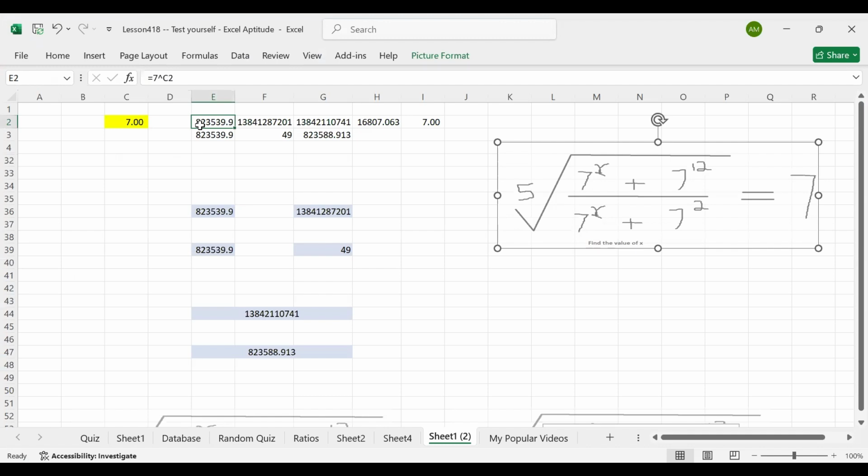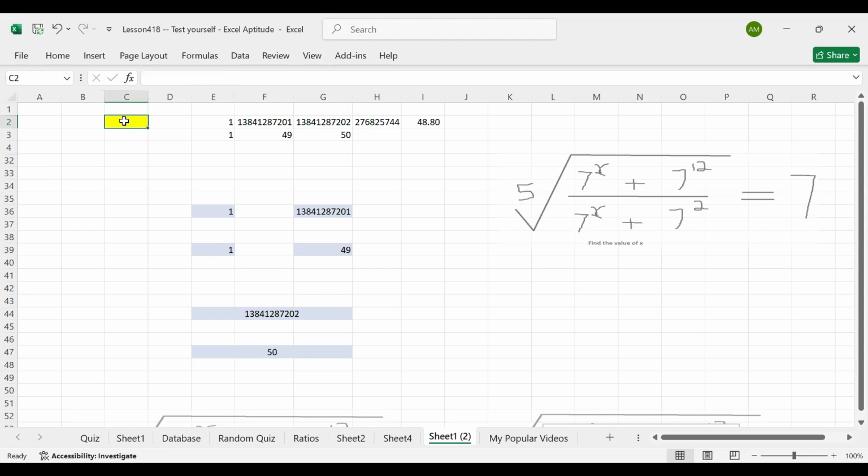Now we start with the X. X is unknown, right? X is not known. Okay, and we have to parse this expression into bits and pieces. First is 7 raised to power x. We put equal to 7, then raised to power, that is the exponentiation caret symbol, and then C2 is x. Since it is 0, anything raised to power 0 is always 1. That's fine. Okay, 7 raised to power x we have done.